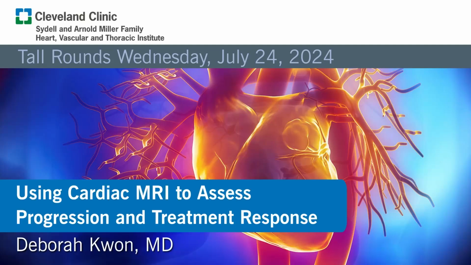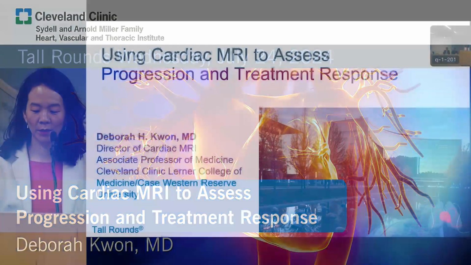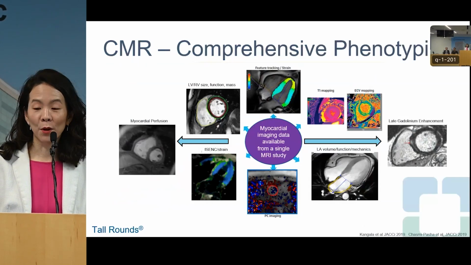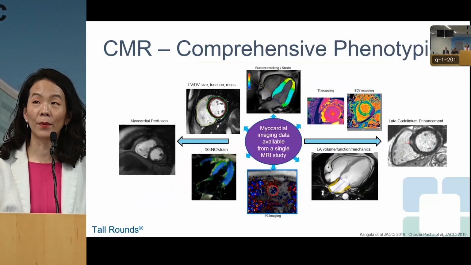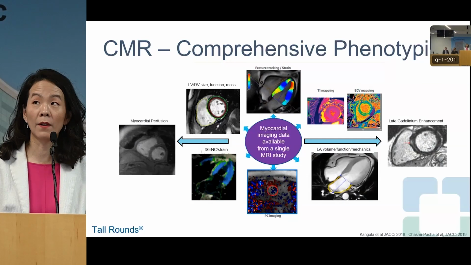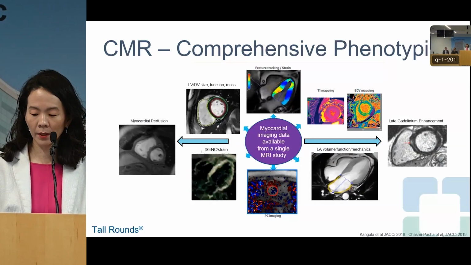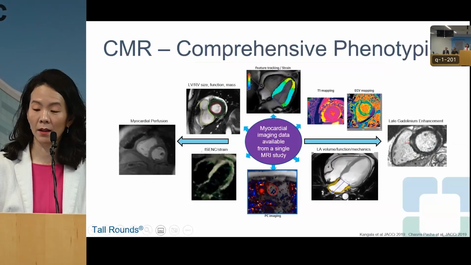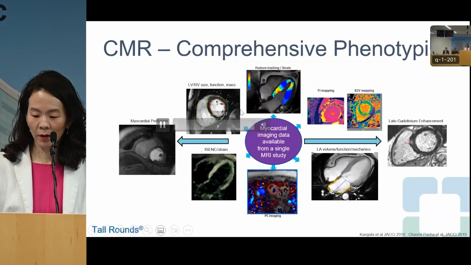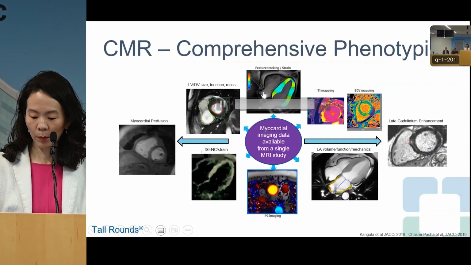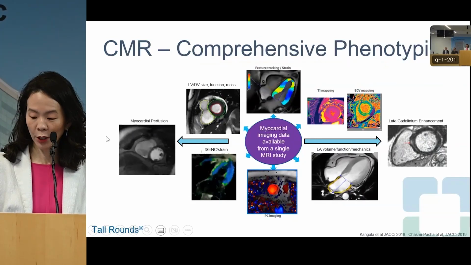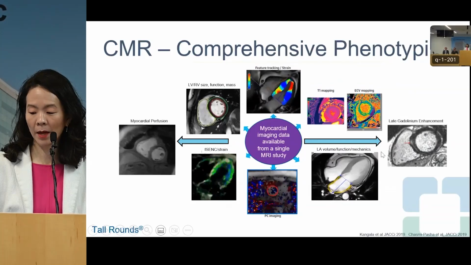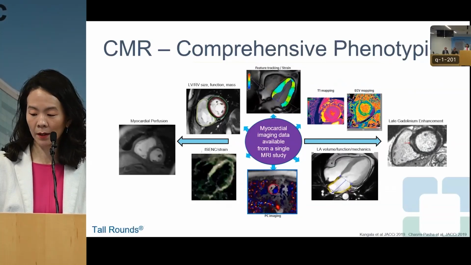Thank you for the opportunity to talk about cardiac MRI and how this can be used to assess progression and treatment response. So as we all know, CMR provides very comprehensive phenotyping. It gives you a vast array of really synergistic imaging features, going from gold standard LV size, mass, and function. We can also provide strain, myocardial perfusion, flow, atrial mechanics, and then most importantly, tissue characterization with T1 mapping, ECV mapping, and late gadolinium enhancement.